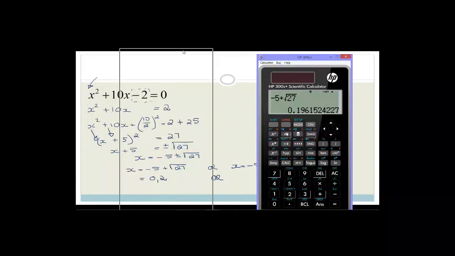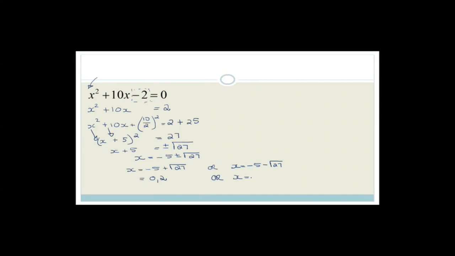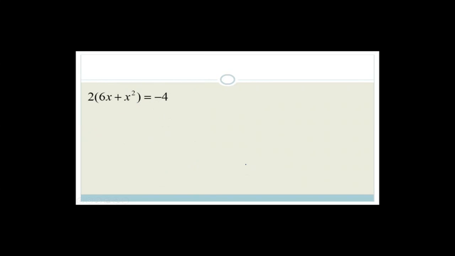Or let's do this one. I'm going to take this across on this side. So we've got minus 5 minus the square root of 27 equals, and again, use this answer. And again, we've got this interesting 9.6, which is going to make the 9 round up, so it becomes a 2. So it's minus 10.2. x equals minus 10.2.